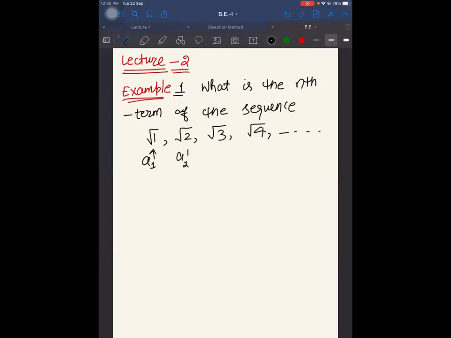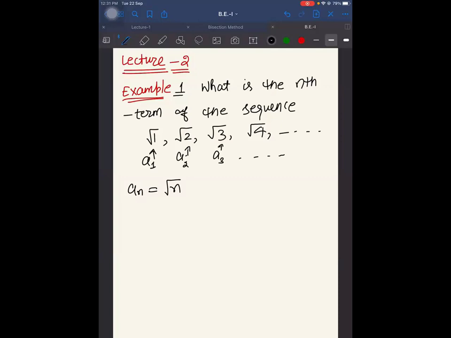This is A1, this is A2, this is A3, and so on. So we know the general rule: the sequence can be described as an equals square root of n. There are a few more examples. These are pretty simple; we don't expect these kinds of questions in your exam, but these are just the starting questions.